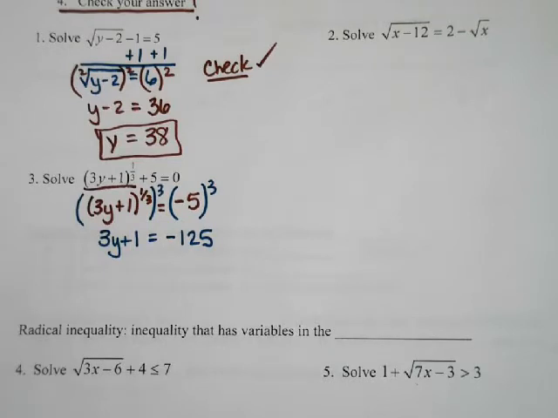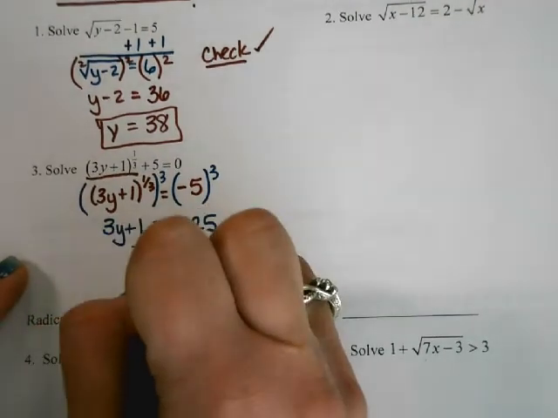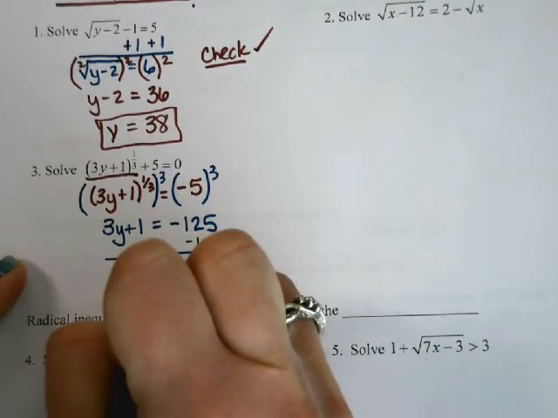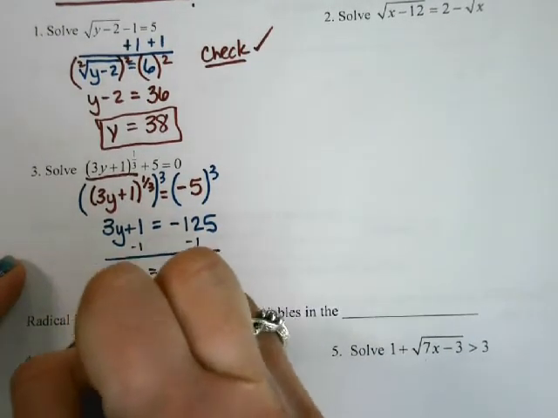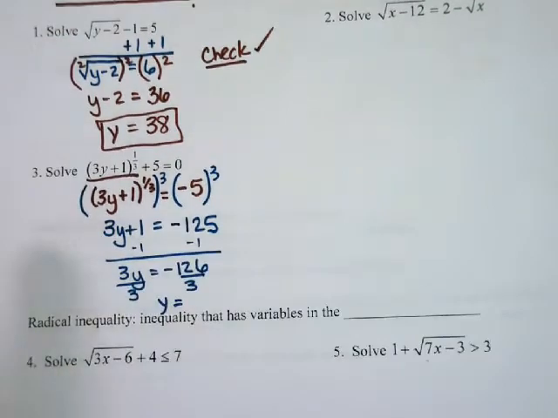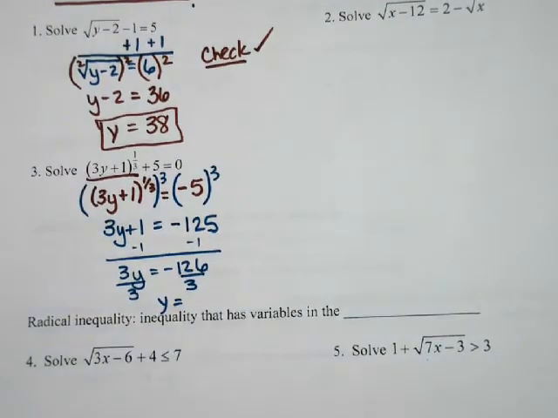All right, we got the radical by itself. We raised the equation to our index, which was 3, and now our step number 3 was to solve it. So we're going to subtract 1. So 3y equals negative 126. So divide by 3. Negative 42.